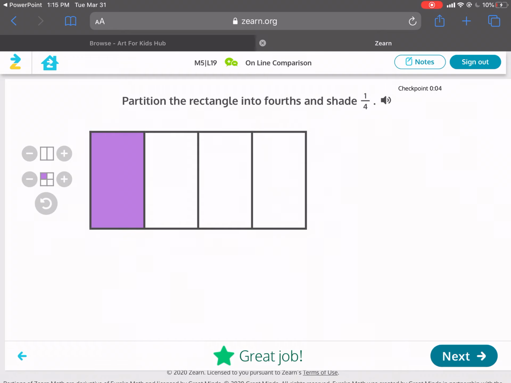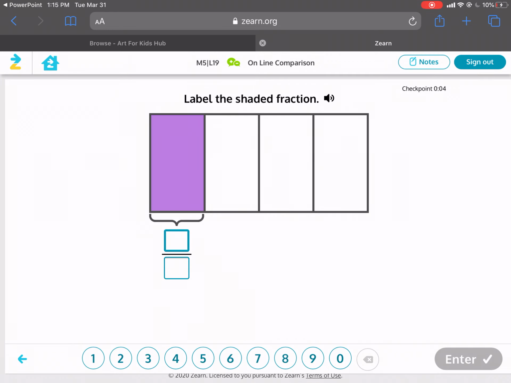All right, partition the rectangle into fourths and shade 1/4. We did that. Label the shaded fraction. This is going to be 1/4.